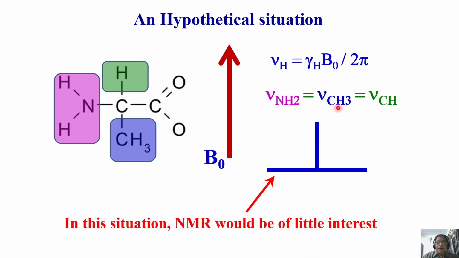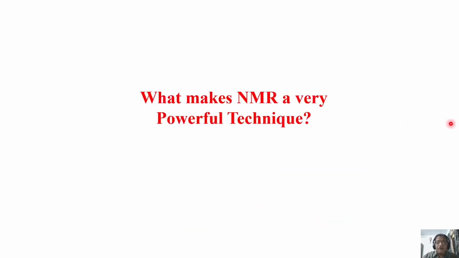because the interest of NMR is not just observing one single peak for any given molecule. Remember I said NMR is a ubiquitous technique which is used in various branches of science. This utility would not have been there and the interest would have died down long ago. So the question comes, what makes NMR a very powerful technique? Let us answer this question now.